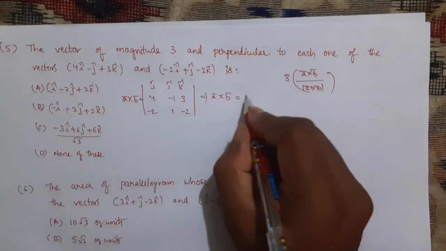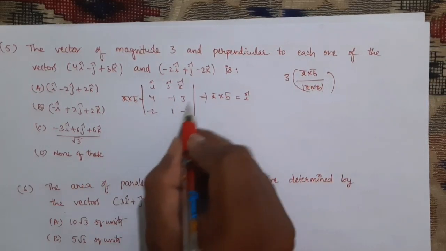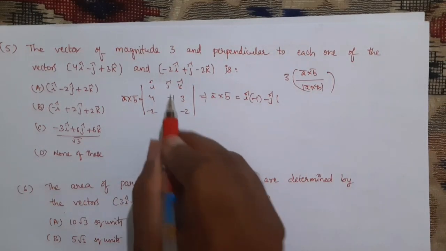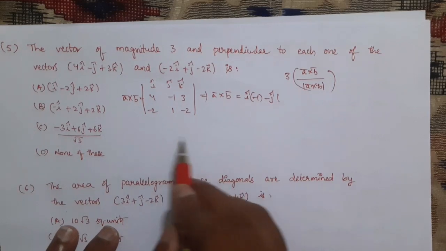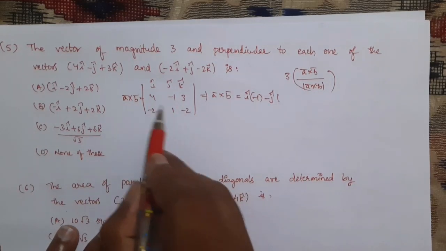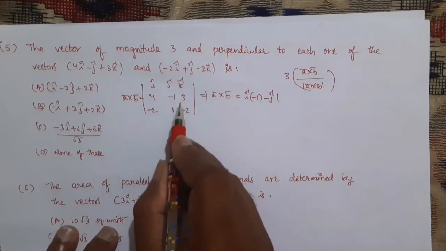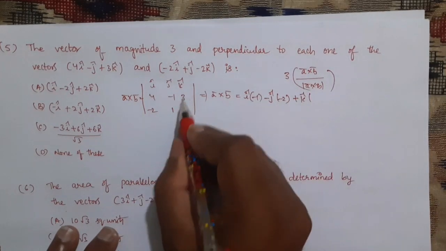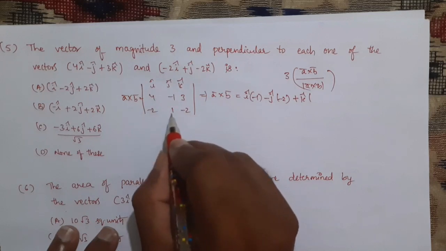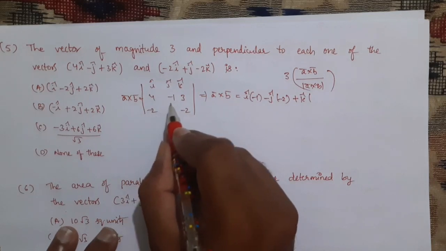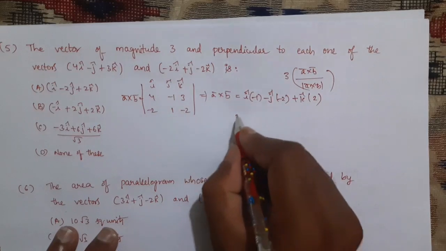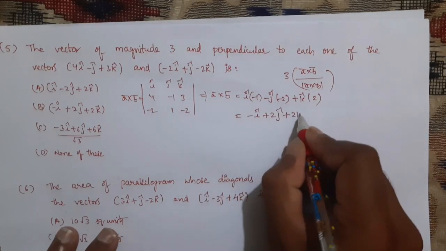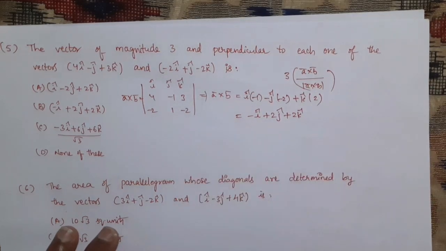So what we will get, a bar cross b bar, is i cap into 2 minus 3, which is minus 1, minus j cap into, I think you know how to multiply this according to the determinants, 4 into minus 2, minus 8, minus 8 plus 6 is minus 2, and then plus k cap into 4 into 1, 4 and then minus 2, which is 2. So that means minus i cap plus 2 j cap plus 2 k cap. So this is a bar cross b bar.